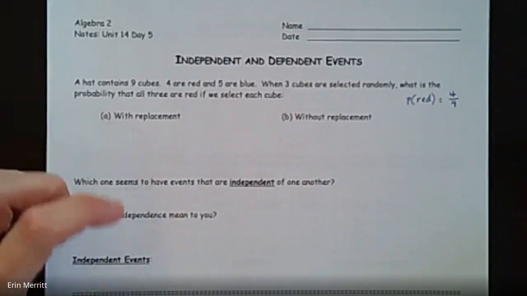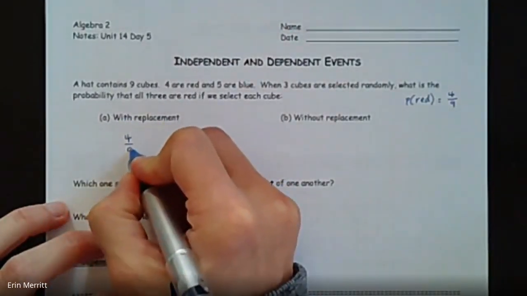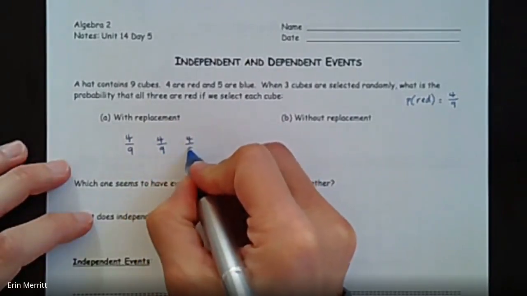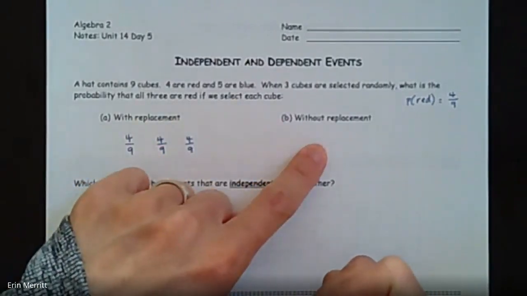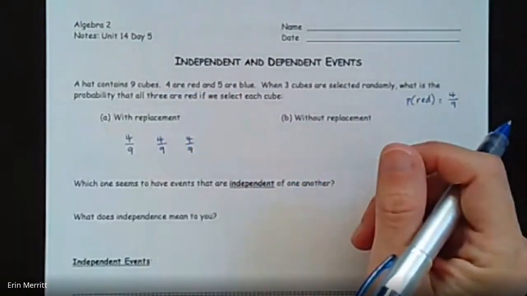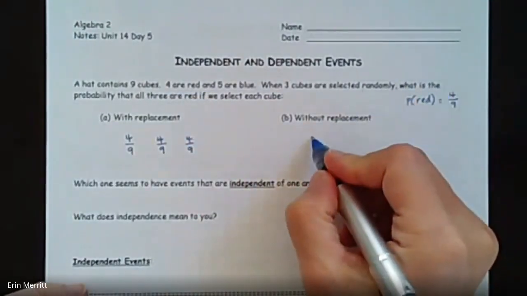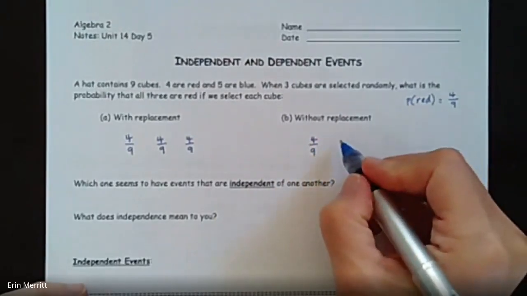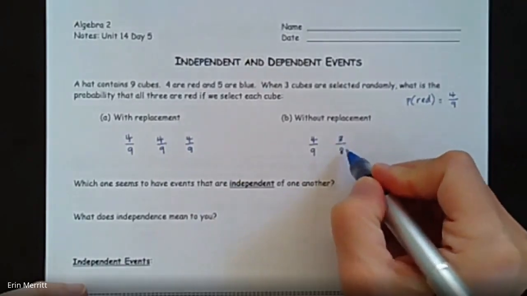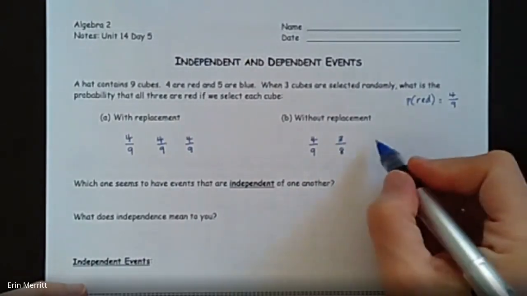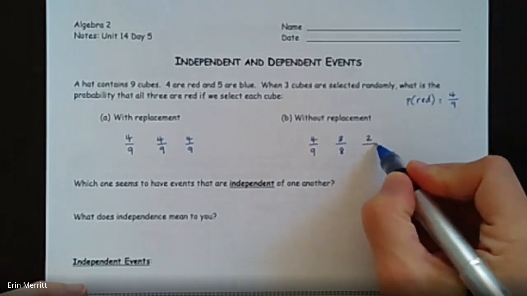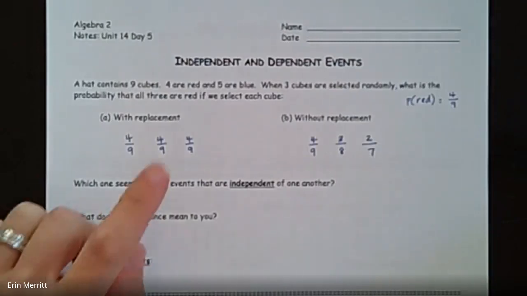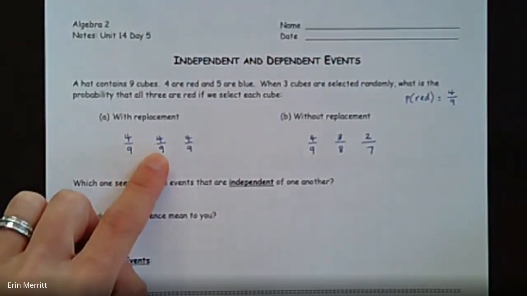When you pick with replacement, the first time it'd be a 4/9 chance. Since you put it back in, it's still 4/9 the next time, and still 4/9 the third time. Whereas without replacement, I take the cube out and now it's no longer in there. The first time there's a 4/9 chance, but the second time there are only 3 red cubes left and only 8 cubes total, so it'd be 3 out of 8. The third time, there'd be 2 red cubes left and only 7 to choose from. So the numbers change.